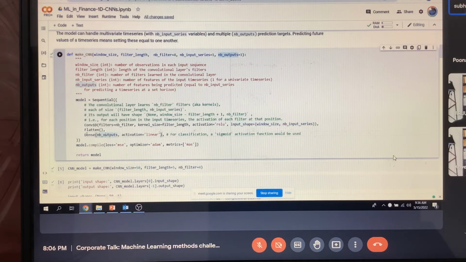Now this has to go through a dense layer. Dense layer means all points connected to all other points, therefore it's dense. And you specify how many outputs you want and what kind of activation. Here it's linear because if there are 10 time series, you want 10 outputs. However, for classification you can use sigmoid, and for multiclass you would use something else, softmax, and so on.